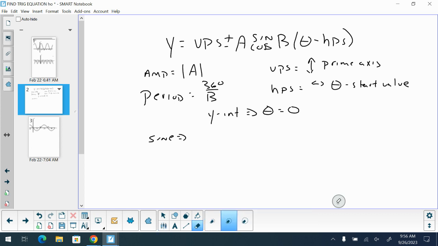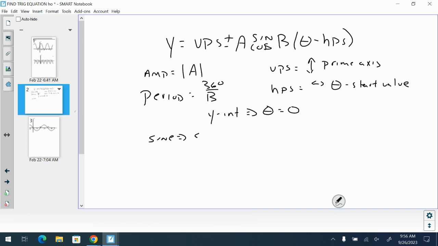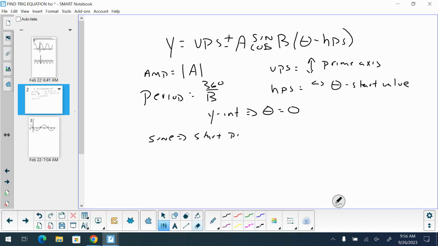When we're talking about a sine curve, we start on the prime axis. If it's a positive sine curve, we start on the prime axis. We climb up, back down, back up again. If it's a negative sine curve, we start on the prime axis. We go down, up, and then back down again. These are things that we should remember as we're going through the graphs.